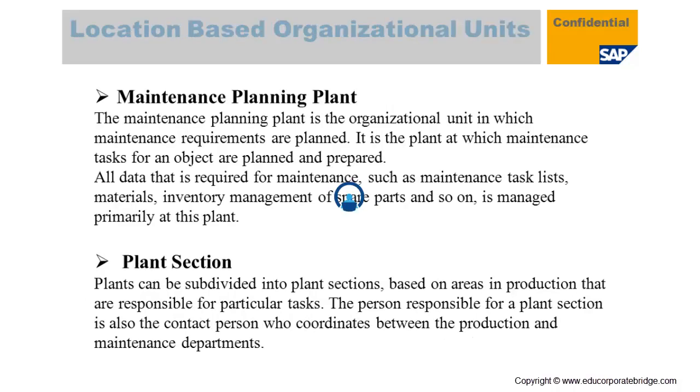The maintenance planning plant is where your day-to-day maintenance schedule, your task list for that particular maintenance, your inventory management for that maintenance, your spare parts, your materials, all these things are managed. The plant respective to that maintenance is called the maintenance planning plant in SAP. Plant section: the maintenance planning plant can be further divided into plant sections, and the plant section is responsible for the particular persons who coordinate between the production and the maintenance department.